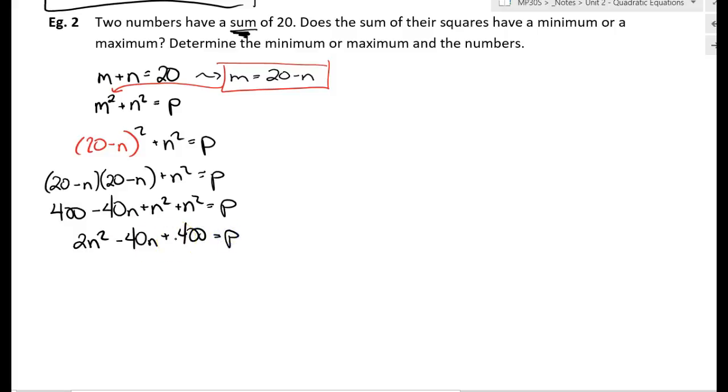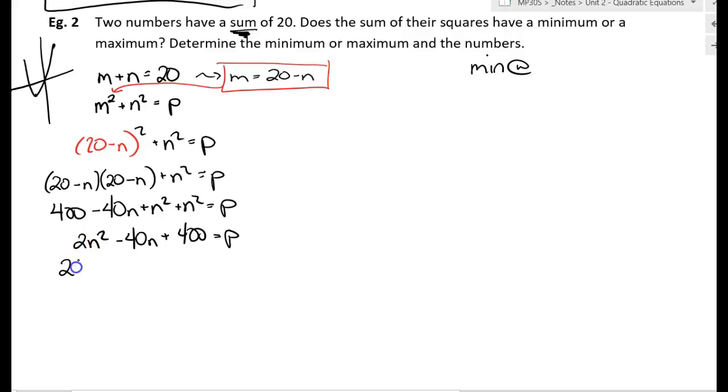From here, because I'm wanting to talk about maximum or minimum, I am actually going to need to complete the square to determine the maximum or minimum. I can already see from the equation, though, based on the fact that my a value is positive, that this is going to be opening upward, which means that my value is going to be a minimum. So I can already state that I'm going to have a minimum. It's just a minimum of where.